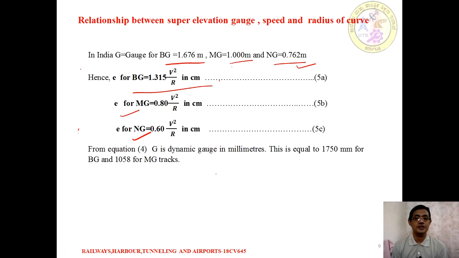From the equation, G is going to be a dynamic gauge when it is measured in terms of millimeter. So, this is equal to 1750 mm for broad gauge, and it is going to be 1058 for meter gauge. Suppose you are going to be concerned with the dynamic gauging, so it is going to be in terms of a dynamic gauge if you are using it. So, these are going to be the values for super elevations.